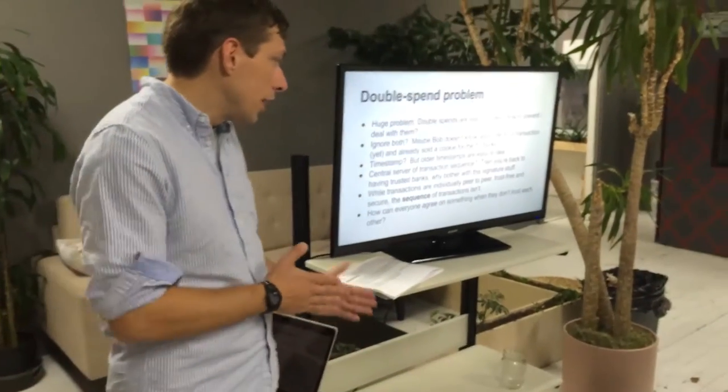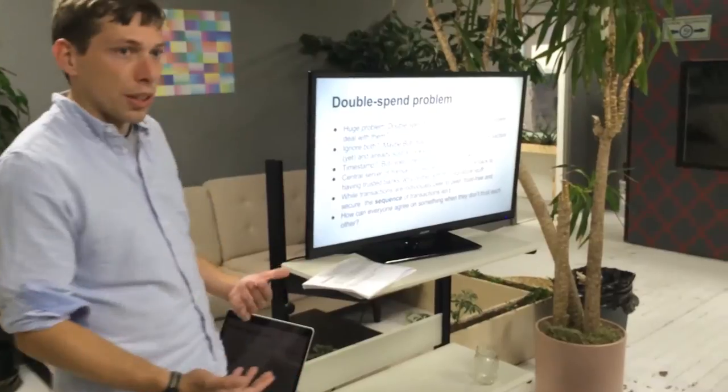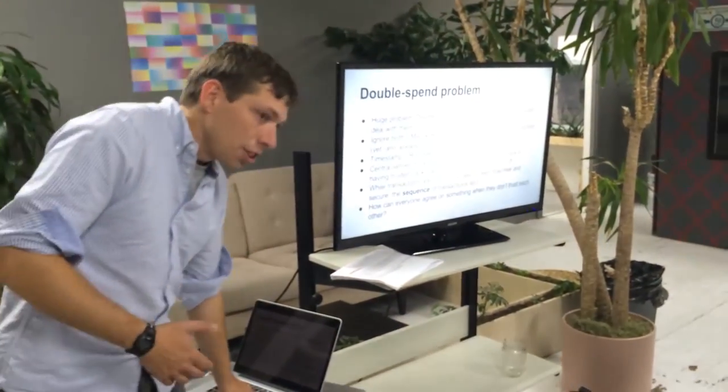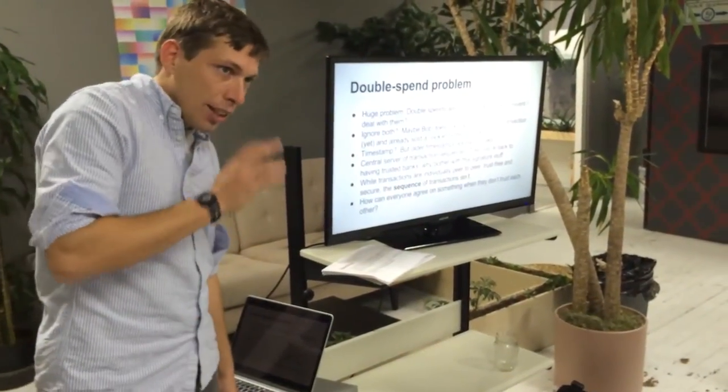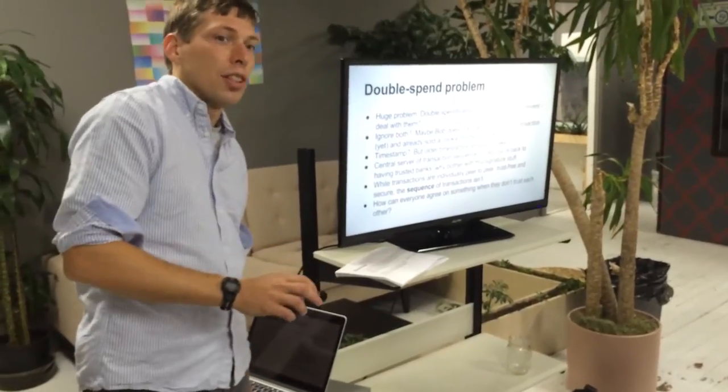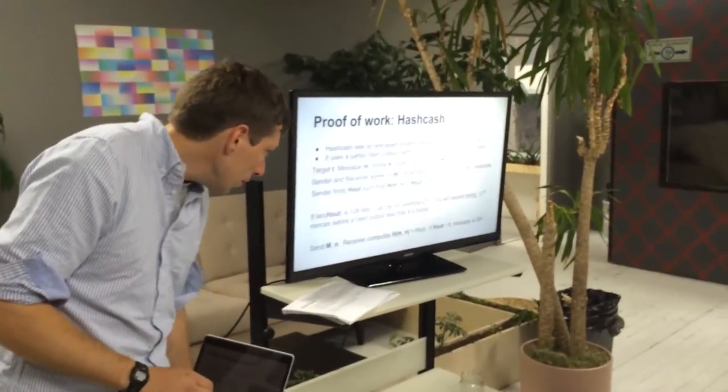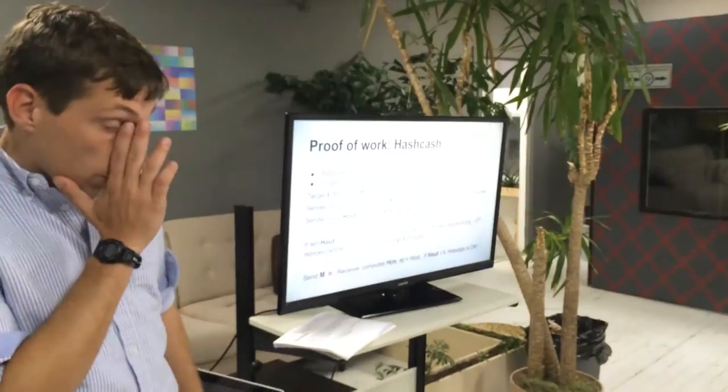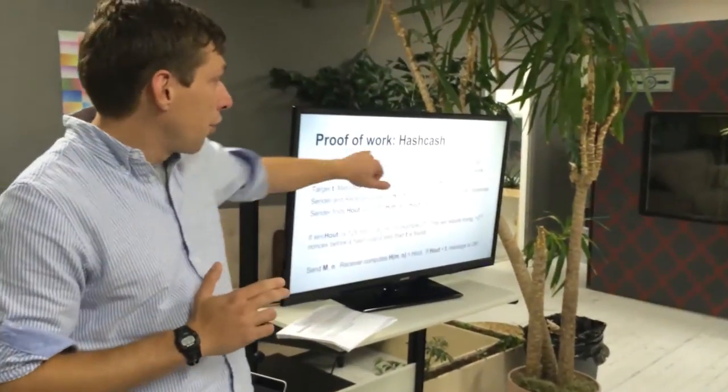So how can everyone agree on a sequence of something when they don't trust each other? The signatures, that's taken care of. The only problem is, okay, what happened first? What happened next? So, one way to tackle this is called a proof of work.